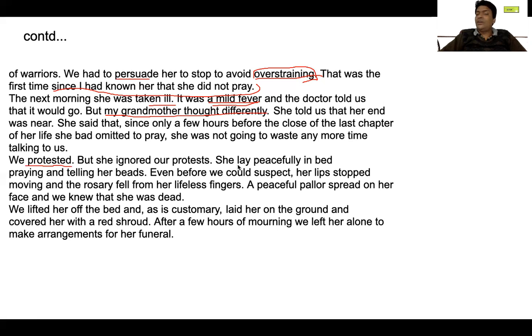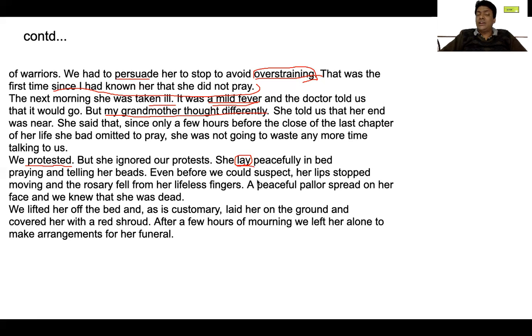She lay, or she put herself, on the bed peacefully, right? Now remember that the word lay is indicating a kind of verb. Lay means voluntarily putting oneself on the bed. So she lay peacefully in bed, praying and telling her beads. So there only she did all the things.